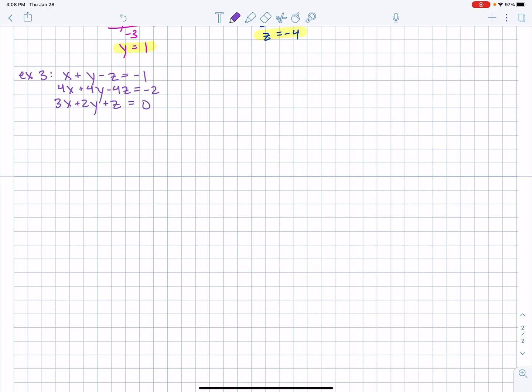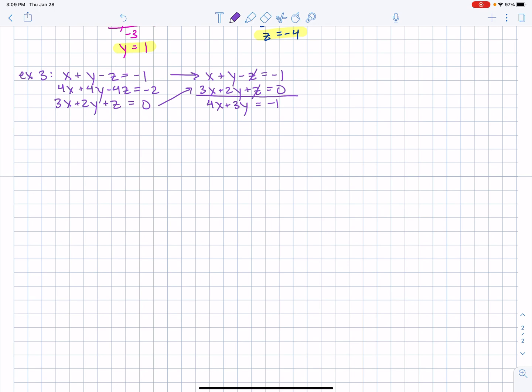All right, I see that we can easily eliminate z from the first one and your third one, because they both have opposite coefficients. x plus y minus z equals negative 1. 3x plus 2y plus z equals 0. Let's add these equations up together. 4x plus 3y, the z's are eliminated, equals negative 1. Okay, that one was pretty simple.